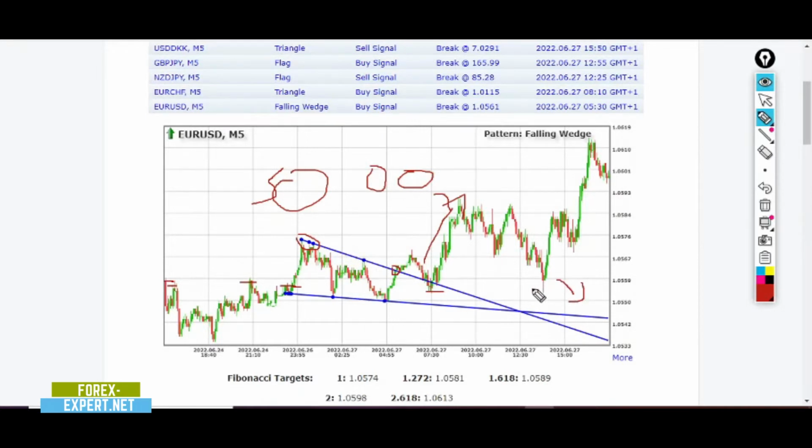So expect retests, and then it finally went up to 0.610. So a 50 pips trade. It's a huge amount of pips for the traders, of course, especially if you have a very strict money management rule.